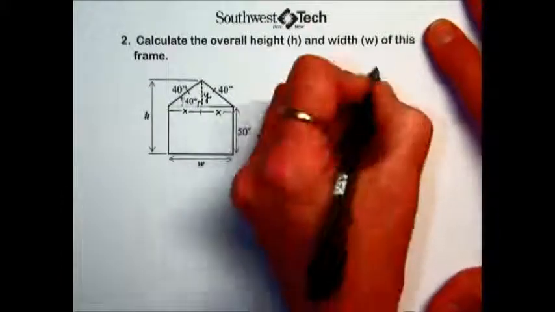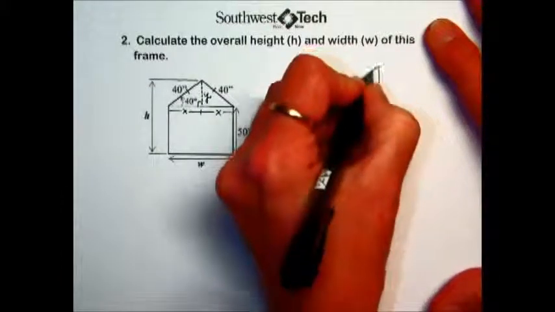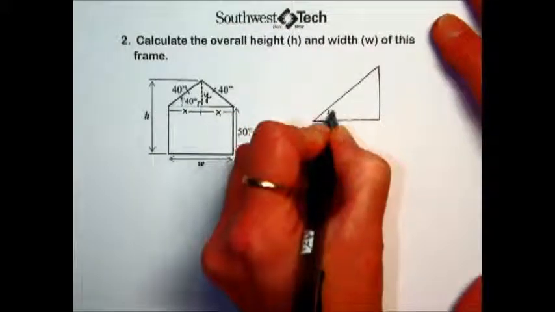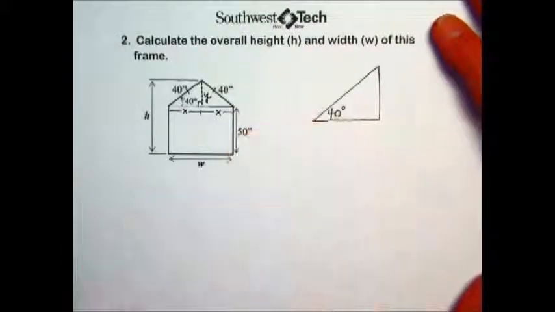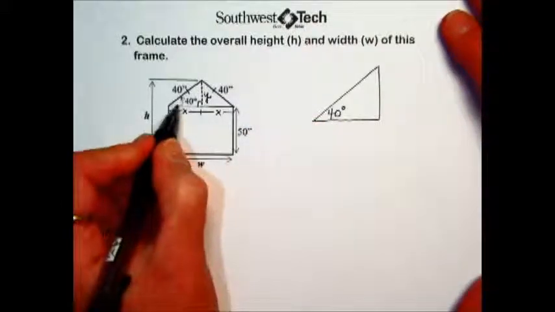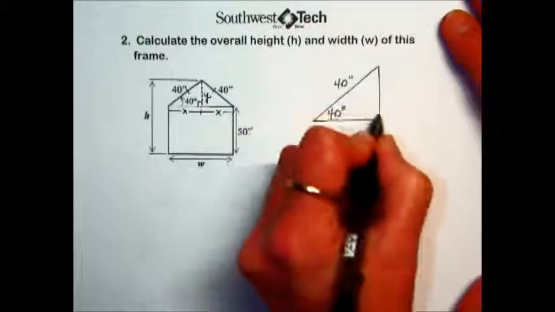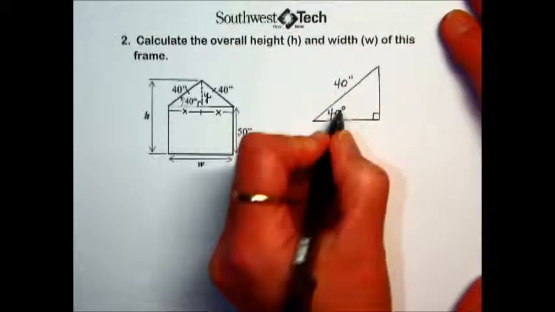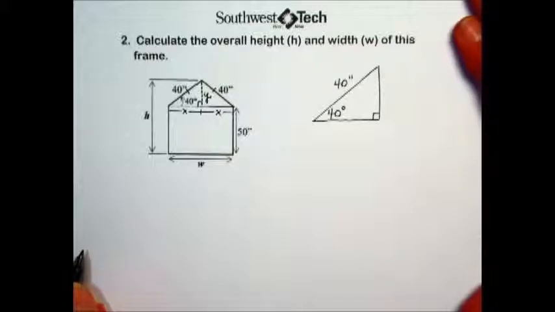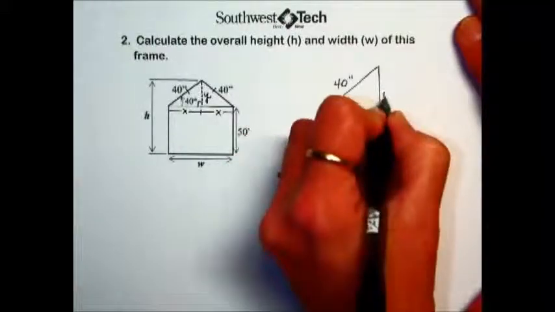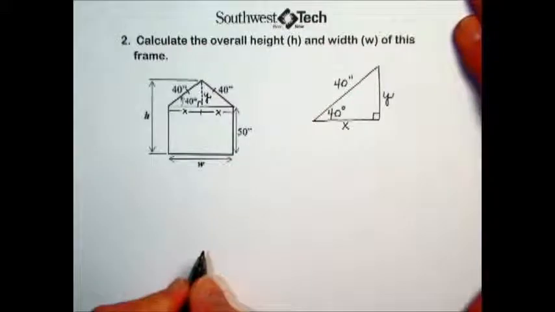I'm going to take one of those right triangles that were formed by drawing the altitude, plugging in the information that we know. We have our 40-degree acute angle. We know that this side is 40 inches. And in a right triangle, if we have two pieces of information that we know, we can use a trigonometry formula to help us solve for the other missing values. This leg I'm calling x, and this leg we'll call y.